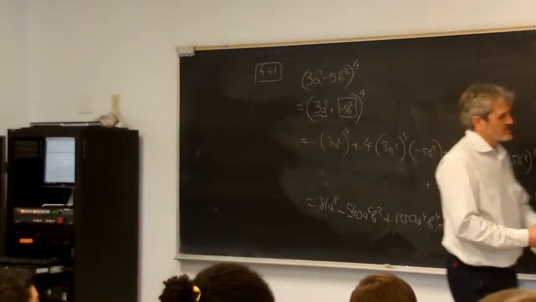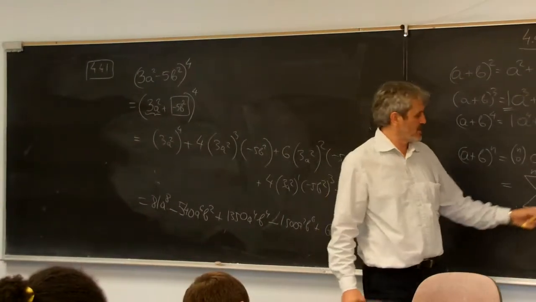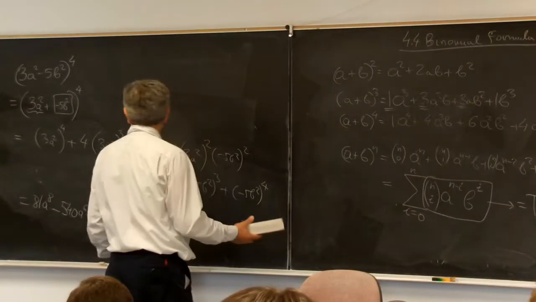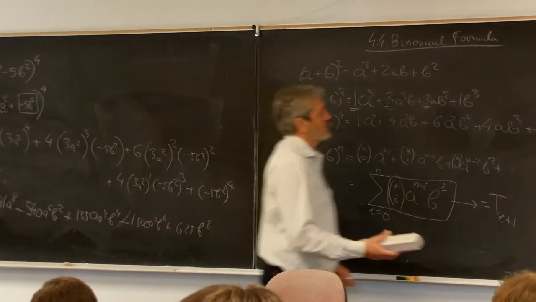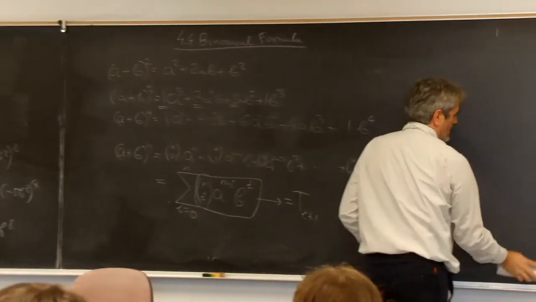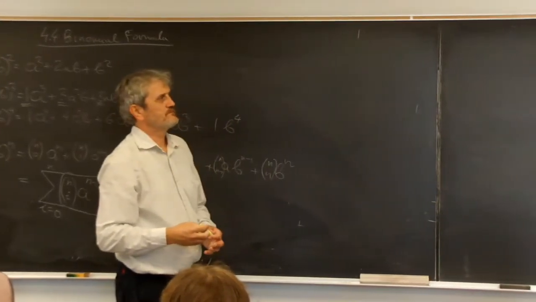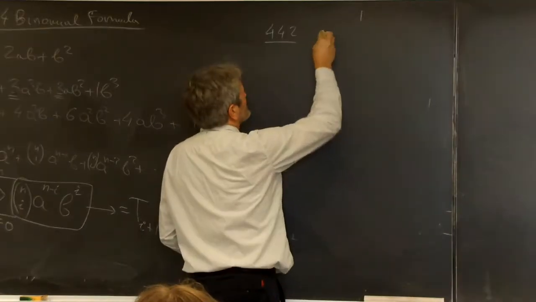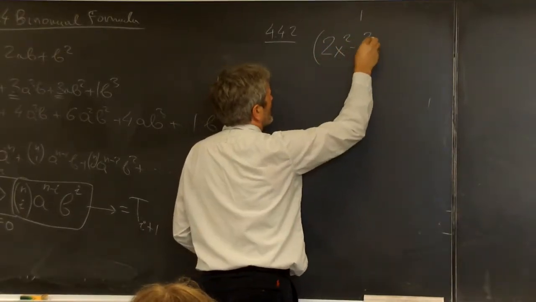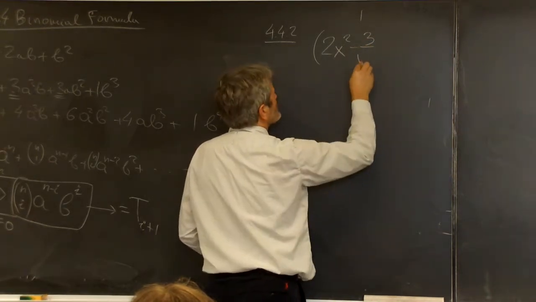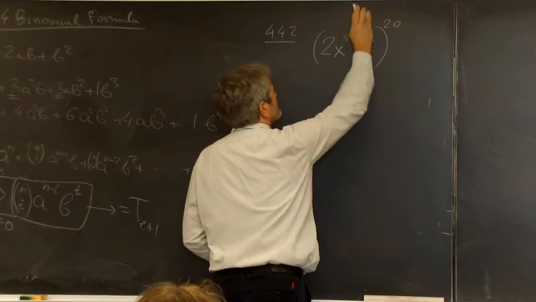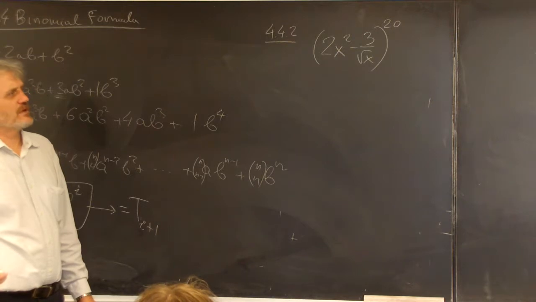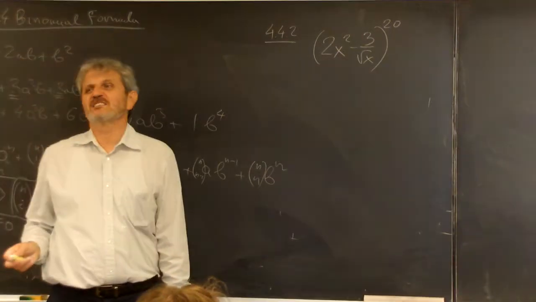For those combinatorics questions about a specific member, it's a good idea to remember this in the form T sub i plus 1. So here it is. I'm going to keep this over the Pascal triangle. So example 442, we are raising 2x squared minus 3 over root x to the 20. And they're asking the following. Find the coefficient of the constant member.